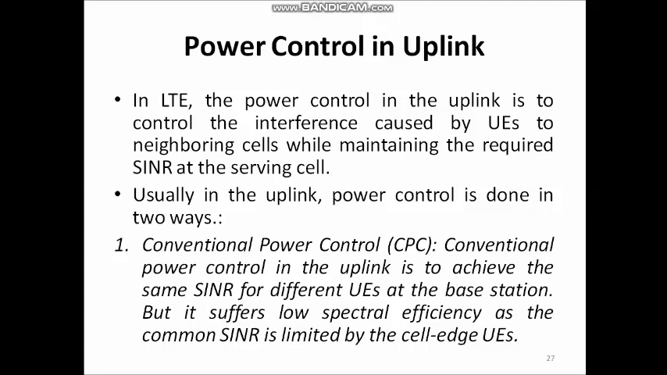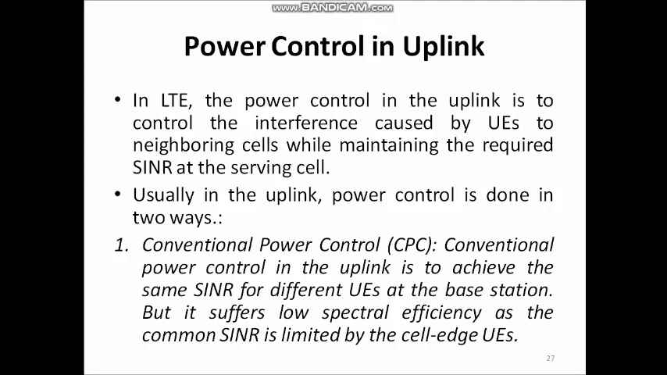So, here inter-cell interference is mainly due to user equipments at the cell edges, because in the LTE uplink, intra-cell interference is removed using single carrier FDMA, but inter-cell interference is the major cause of interference and performance degradation in LTE. Therefore, here we will discuss the power control scheme for the physical uplink shared channel transmission in the uplink.